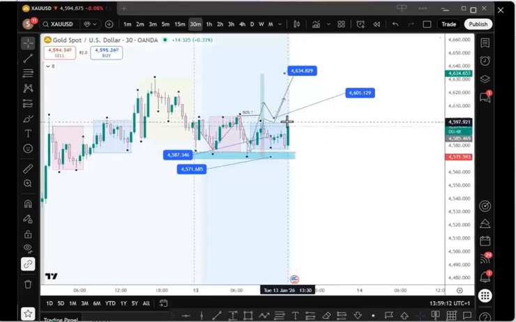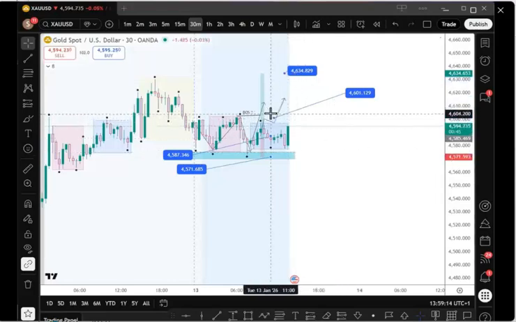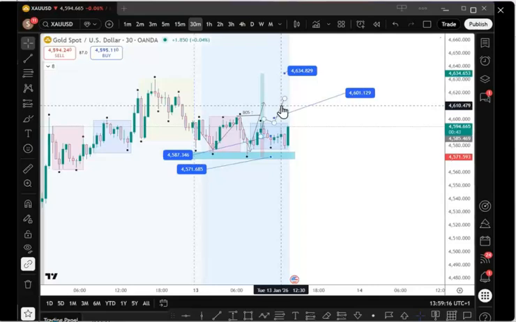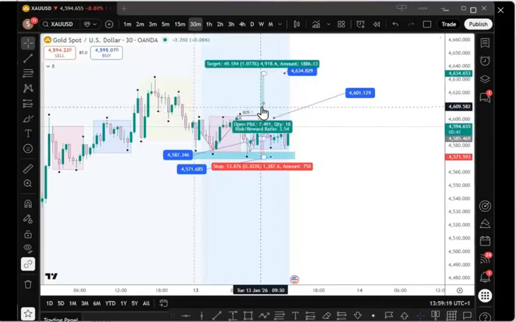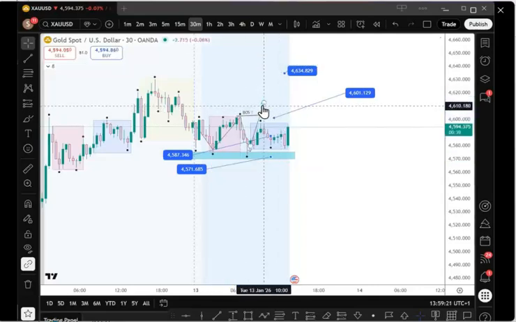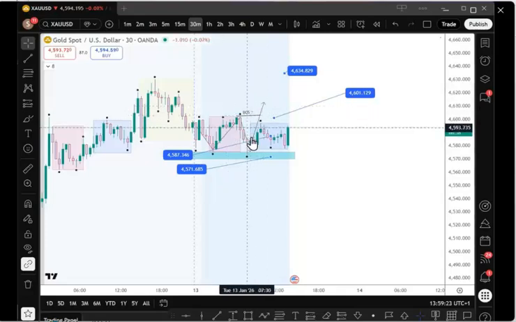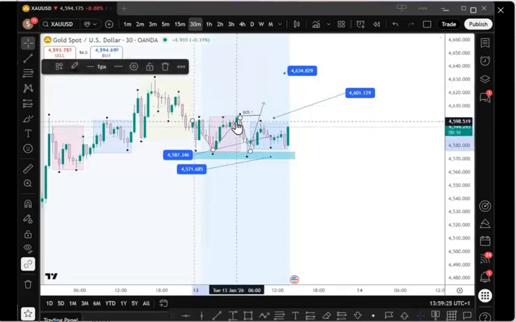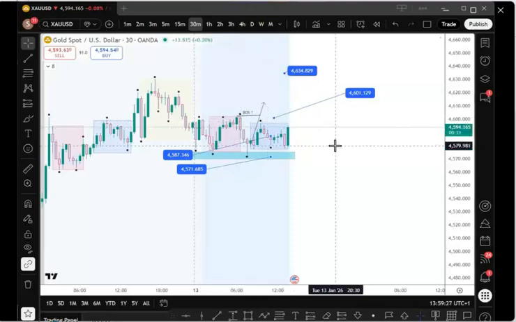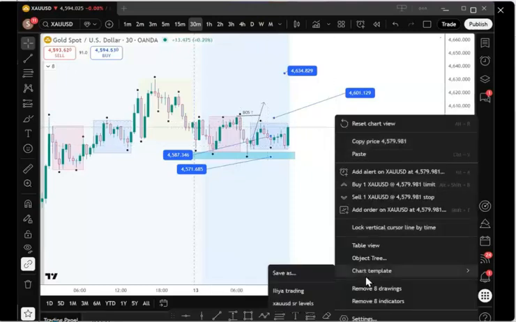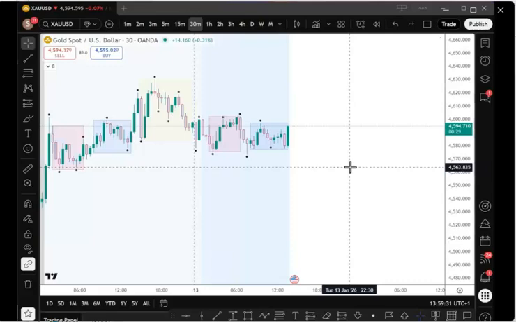Let me just remove all this. This was all from the London session. Maybe I should do two sets of charts so that we won't disturb the London session people's setups. Anyway, it doesn't really matter. Let's just remove it.